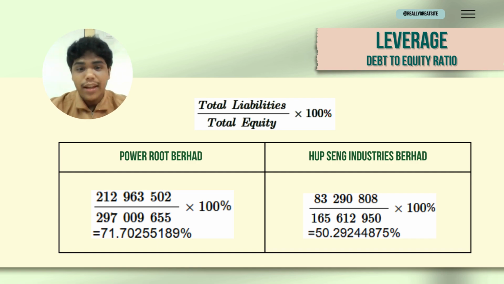For the next one, I'll be focusing on the debt to equity ratio. The formula is total liabilities over total equity times 100. For Power Root Berhad, we get 71.70%, and for Hapsang Industries Berhad, we get 50.29%, which means Power Root Berhad has a stronger financial position.